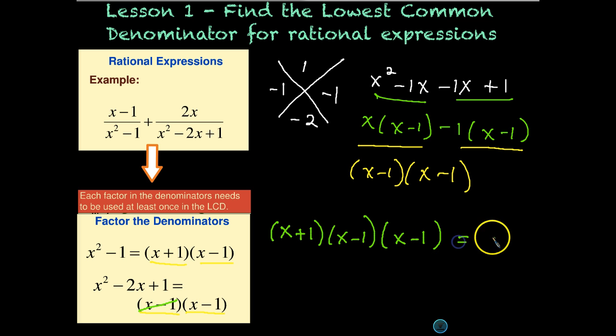So this is now my lowest common denominator, or least common denominator. And you can see that I have the x plus 1 here. I have the x minus 1, which is this one as well here. And then I have an extra x minus 1 that I need to put in for my lowest common denominator. Now I could add these fractions by adjusting the numerators, which will be in our next lesson.